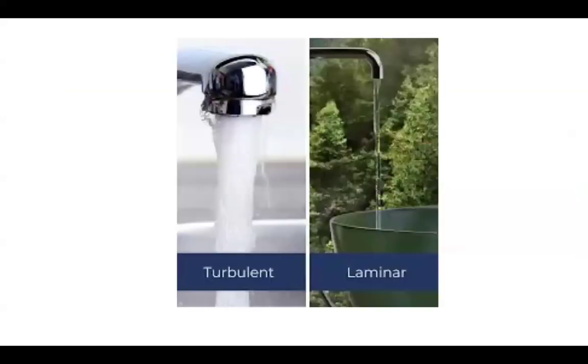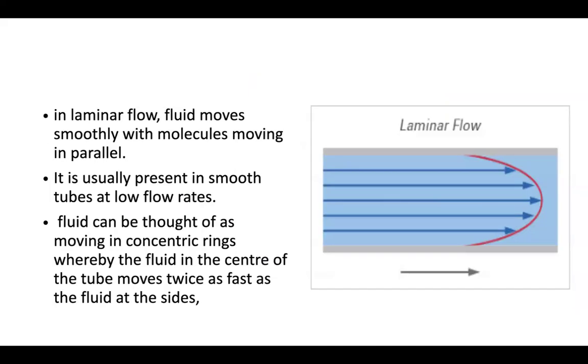The flow can either be laminar flow or turbulent flow. In laminar flow, fluid moves smoothly with molecules of the fluid moving in parallel. It is usually present in smooth tubes at low flow rates. Fluid can be thought of as moving in concentric rings, whereby the fluid in the middle moves the fastest, or twice as fast as the fluid on the side.